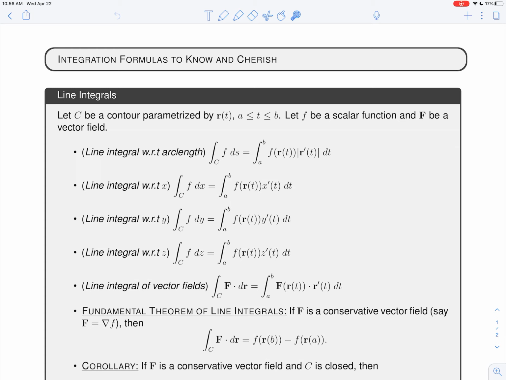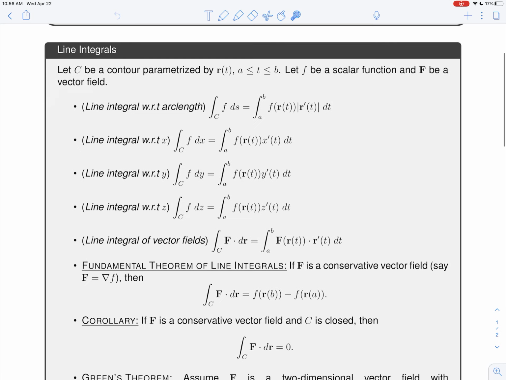Okay, so in general, having said that, line integrals of scalar functions, if you're integrating a scalar function, then there's really no tricks. You always plug in your parameterization and then you multiply by either x prime, y prime, z prime, or the length of r prime every time. That's it. No theory, no theorems. Plug it in, go. Okay?